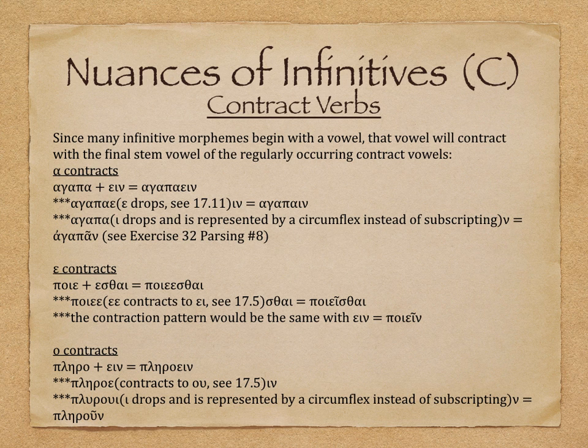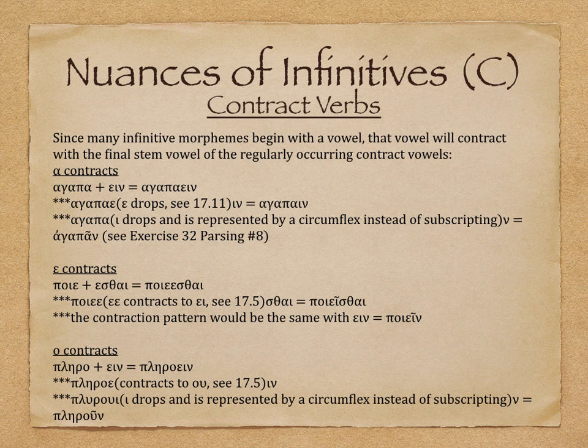And you'll see this here in exercise 32 in parsing number 8. Agapan. If you don't recognize that behind agapan is actually agapaein, and it's present active infinitive, you'll be confused. So alpha contracts will look like alpha nu there ending in the infinitive. So we go from ain to an. Perhaps one clue is just to focus on the last letter. Epsilon contracts. Epsilon epsilon equals epsilon iota.